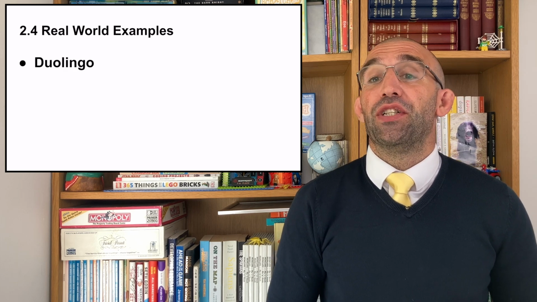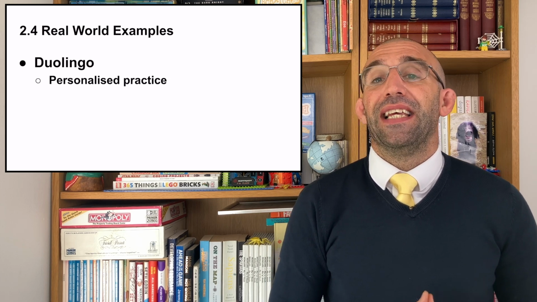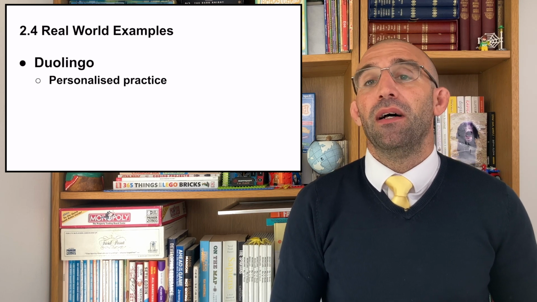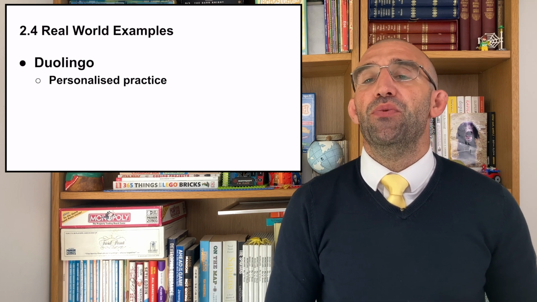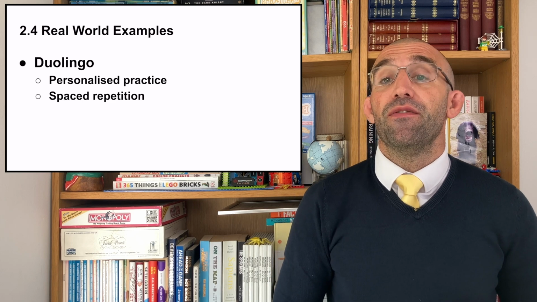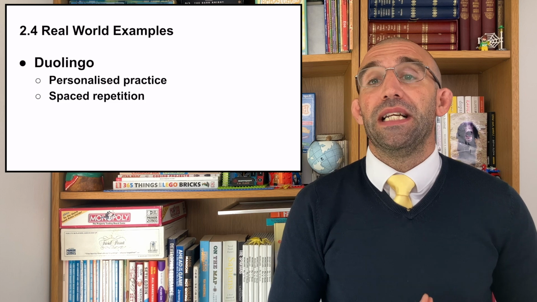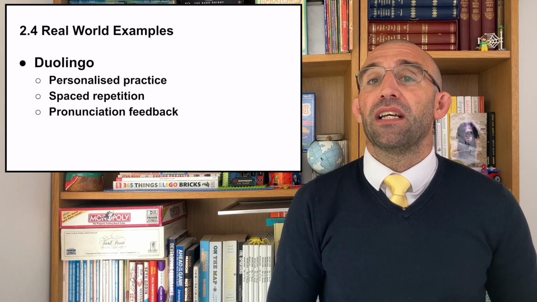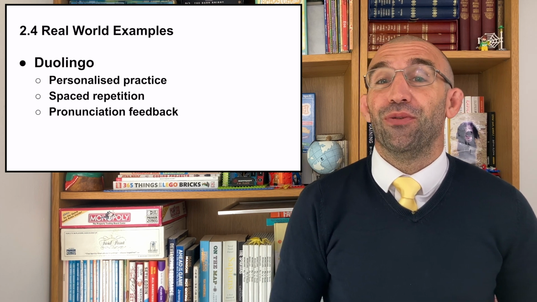Firstly is Duolingo, which is a language learning service. It provides personalised practice. The AI tracks your strengths and weaknesses in a language, whether that's vocab, grammar or pronunciation, and adapts lessons to focus on areas where you need more practice. There's also spaced repetition. It uses algorithms to schedule reviews of vocabulary and grammar at optimal intervals to help long-term retention. Pronunciation feedback uses speech recognition, a form of NLP, to assess your pronunciation.